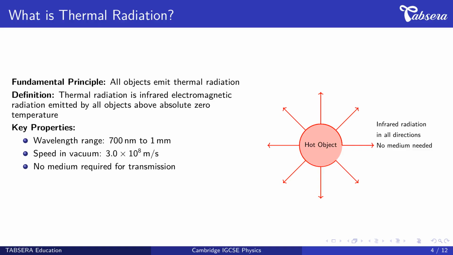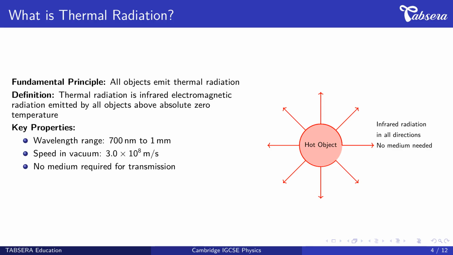Let's explore our first core concept. What is thermal radiation? The fundamental principle states that all objects emit thermal radiation continuously. This means every object above absolute zero temperature, which is minus 273 degrees Celsius, emits infrared electromagnetic waves. The definition is thermal radiation is infrared electromagnetic radiation emitted by all objects above absolute zero temperature.